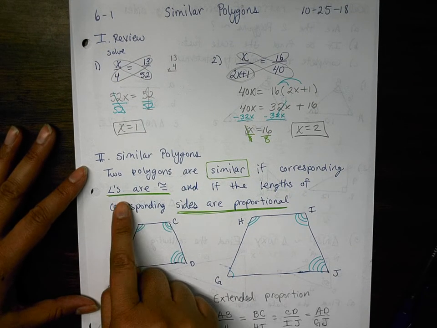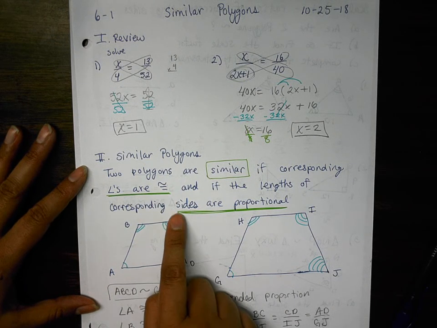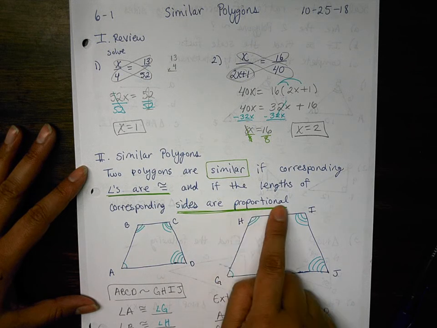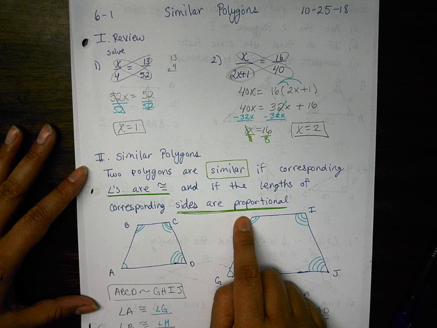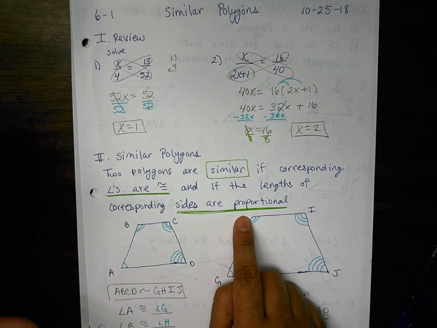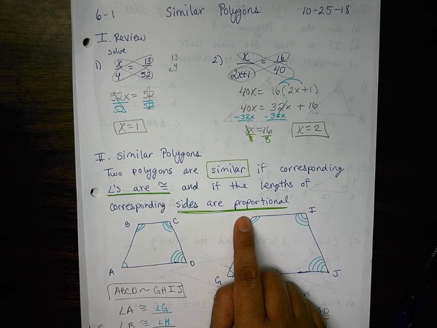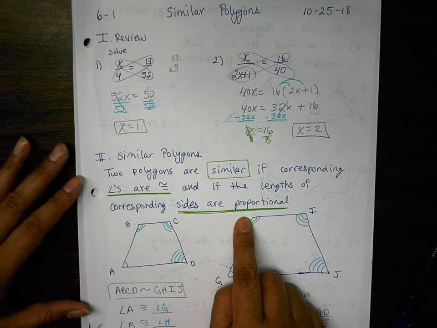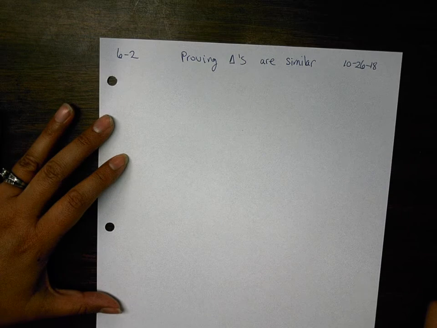They have to have corresponding angles that are what? Congruent. And corresponding side lengths are what? Not congruent, proportional. Okay, so we have shortcuts now. Remember when we did congruency, when we had side, angle, side, angle, angle, side? Do you guys remember that? Side, side, side? Same concept, only now we're going to use it for similarity.